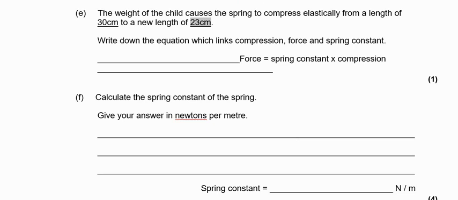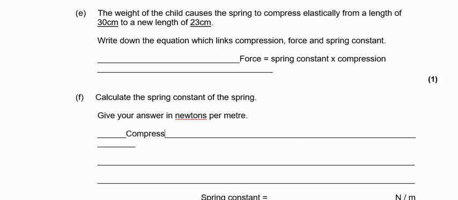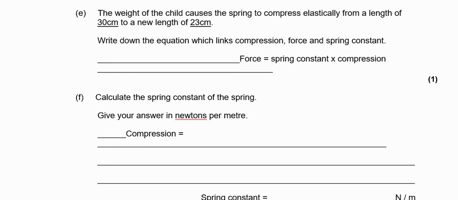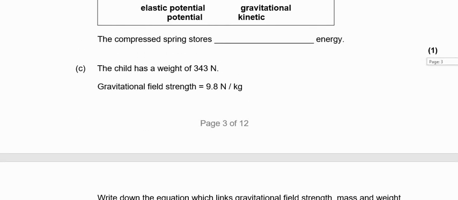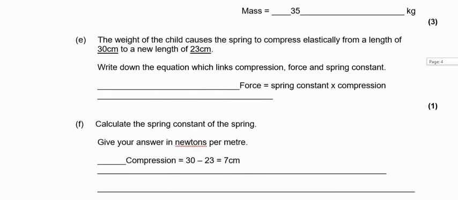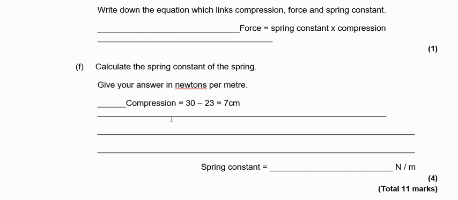The extension of a spring, or the compression of a spring, is the difference between the original length and the new length. So in this case, there's a mark for saying that the compression is equal to 30 minus 23. So it's been compressed by 7 centimeters. Earlier on in the question, it gave us the force as 343 newtons, the weight of the child. So we should write that down there to make it very obvious. 343 newtons.